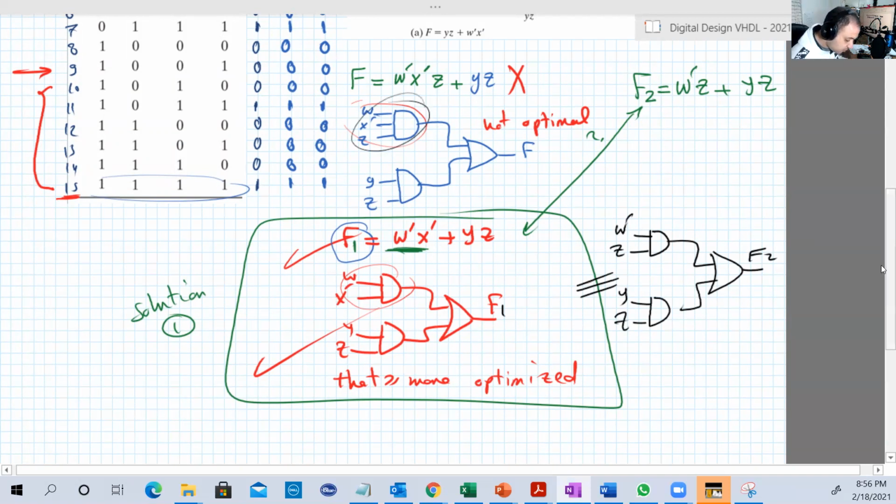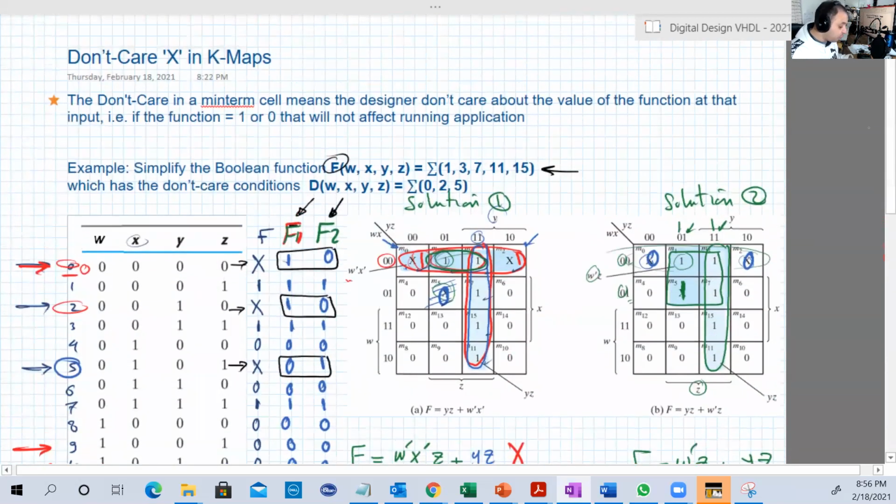Okay? So that's basically, guys, how you deal with don't cares in a Karnaugh map, and they are really a chance for you, an opportunity for the designer to optimize more his or her design. Okay, so it's an advantage. It's not something bad that you have don't cares. No, you should exploit this to your advantage.